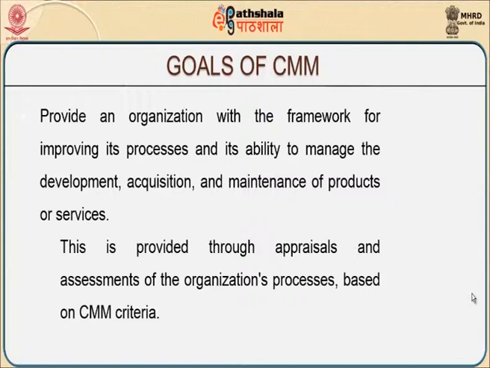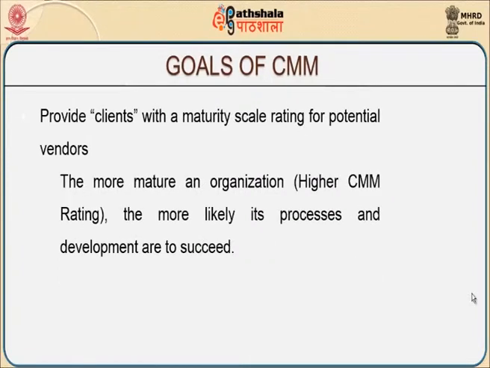This is specifically provided through appraisals and assessments of the organization's processes based on CMM criteria. Not only that, it also tries to provide clients with a maturity scale rating starting from level 1 to level 5, as I have mentioned, for the potential vendors. So, where does an organization stand between level 1 and level 5? That defines the maturity of an organization.